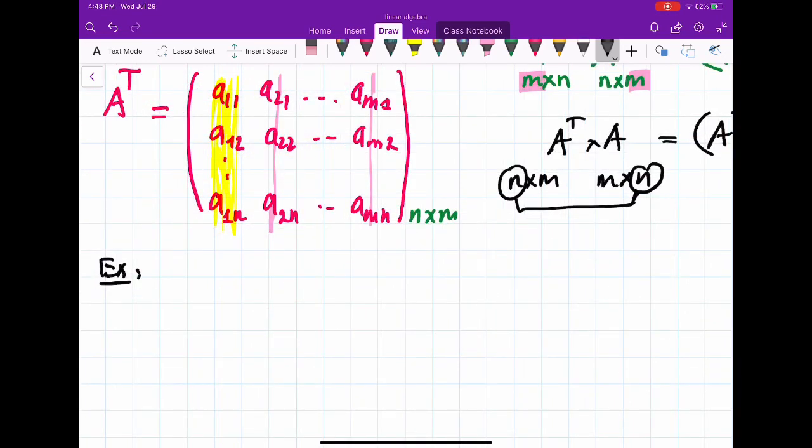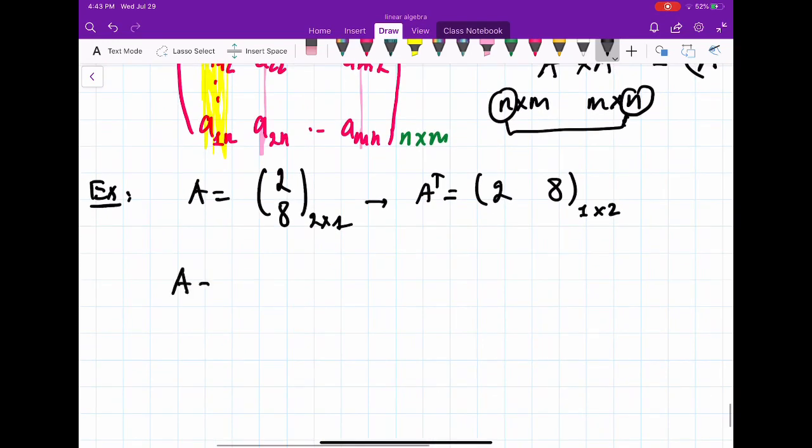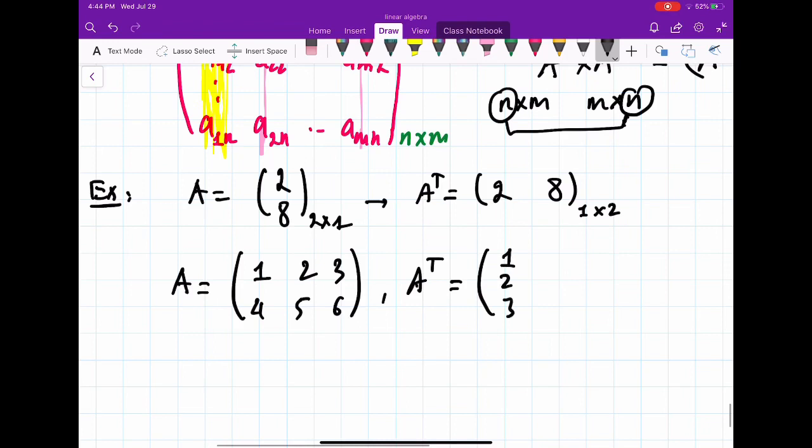Okay? Let's consider the following example. Let's say A is [2, 8]. That is 2 by 1. Then the A transpose is [2, 8], right? As rows. So it's 1 by 2. And then let's say A is [1, 2, 3; 4, 5, 6]. Then the A transpose would be [1, 2, 3]... I just rewrite the first row as the first column, and then the second row as the second column in here, 4, 5, 6. All right.